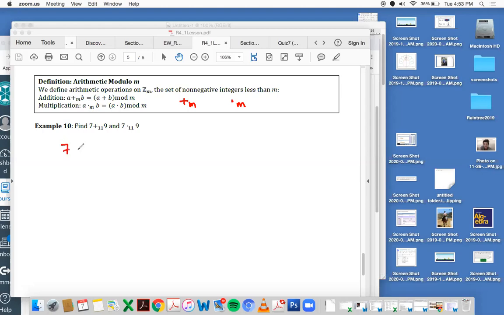So if I want to do 7 plus 9 in modulo 11, then I'm going to add the numbers and then find the remainder when I divide by 11. That's going to be 5. And if I do 7 times 9 in modulo 11, I multiply the numbers and I find the remainder. So that's going to be 63, 63 minus 55 is 8. Okay, so that's kind of some arithmetic or operations in modulo.